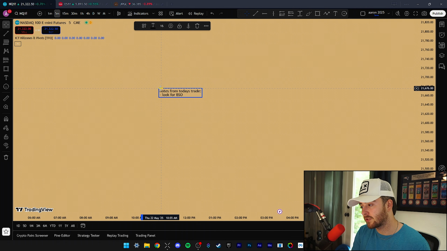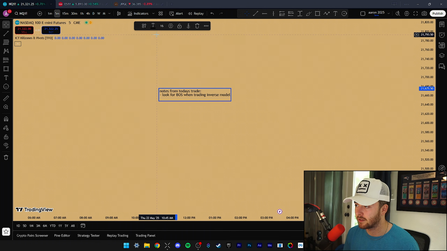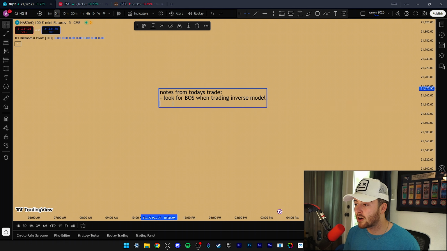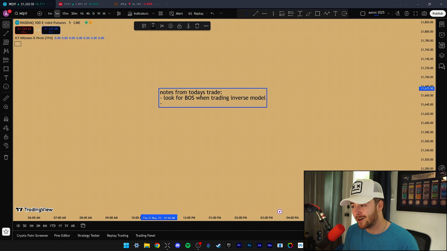Look for break of structure when trading inverse model, right? Because we want to make sure that when we are creating that market structure shift, let me make this bigger for you guys, that we are changing the trend. And if we don't break our structure, we haven't changed the trend yet. We're still in an uptrend. If we're talking about today's trade, we were still in an uptrend, right?